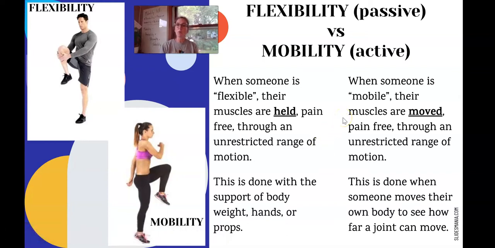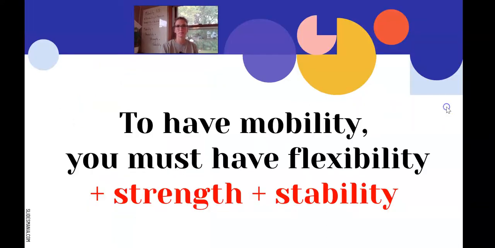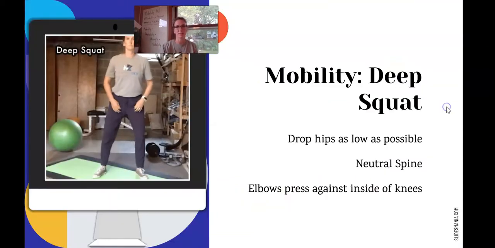So when someone is mobile, their muscles are moved pain-free through an unrestricted range of motion. And this is done when someone moves their own body to see how far a joint can move. So again, like I said, to have mobility, you must have flexibility, strength, and stability.